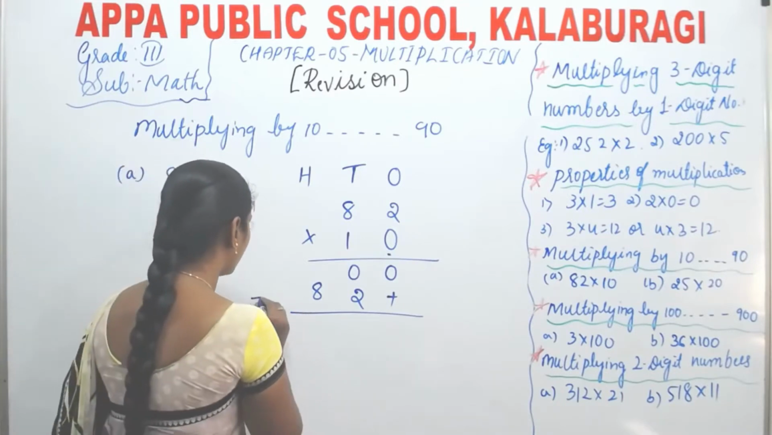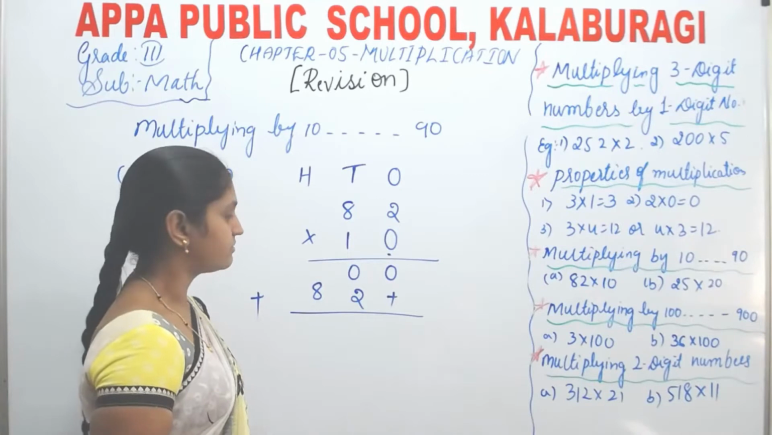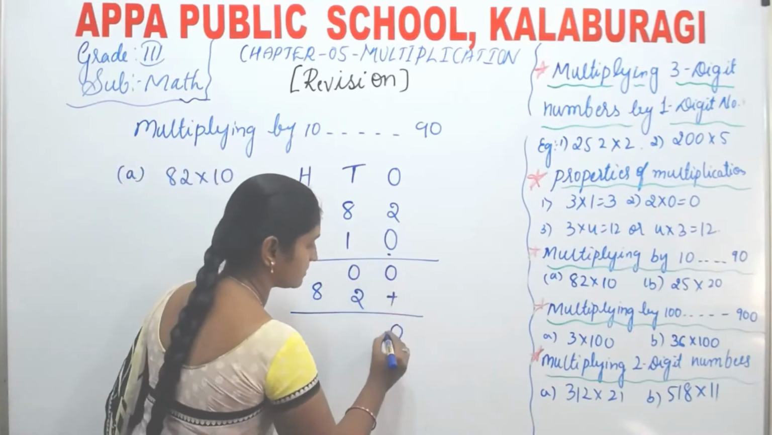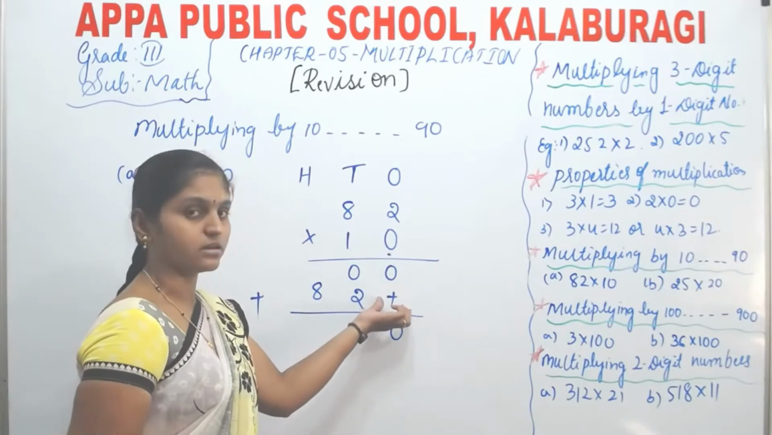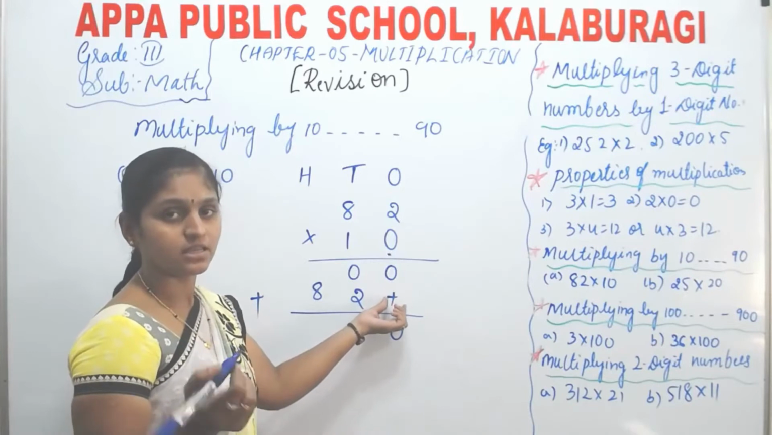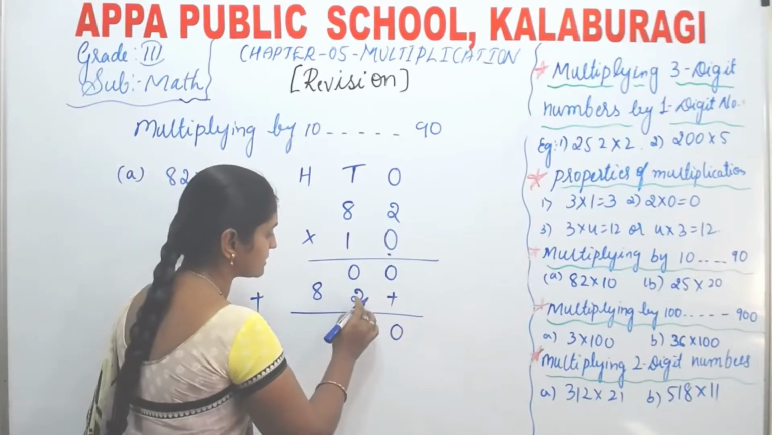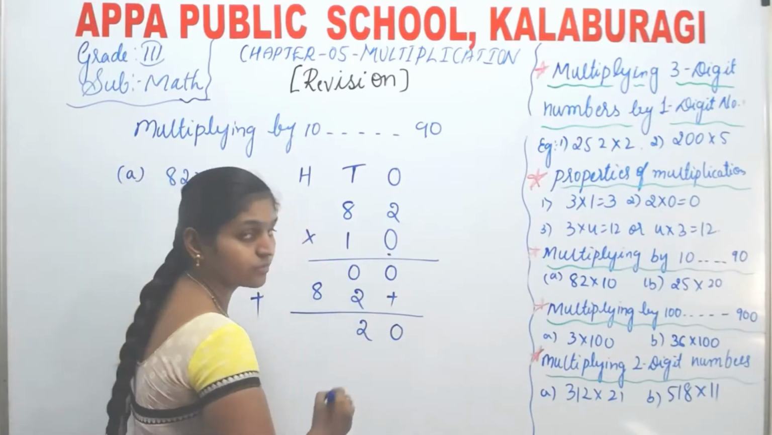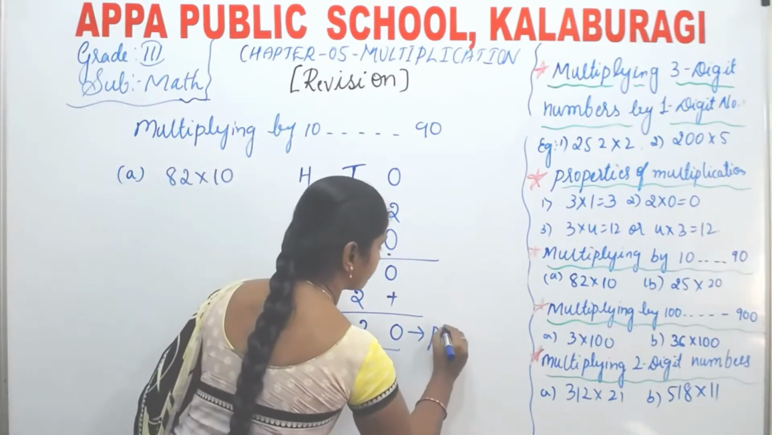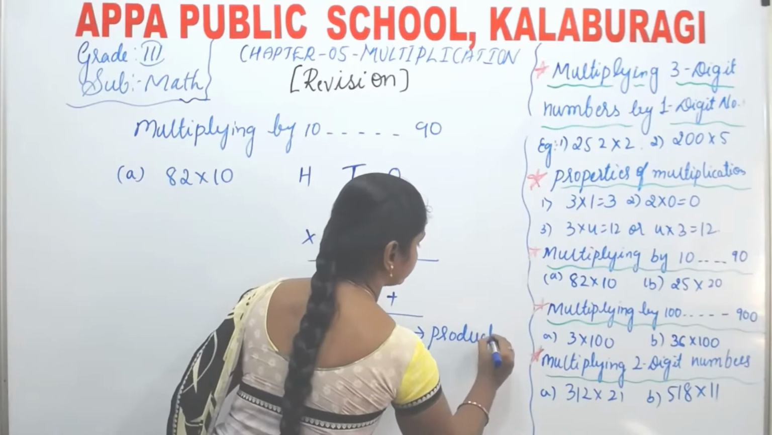Here we have to add. Yes, we have to add these two numbers. 0 keep as it is because no number is there here, because it is in the ones place. 0 plus anything is 0. 0 plus 2 is 2. Next is 8. So this is our required product.